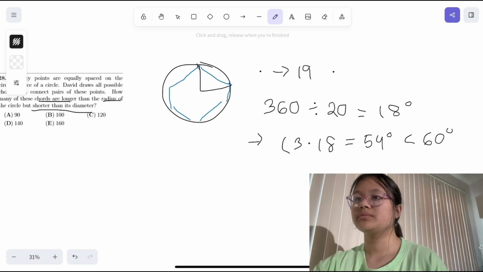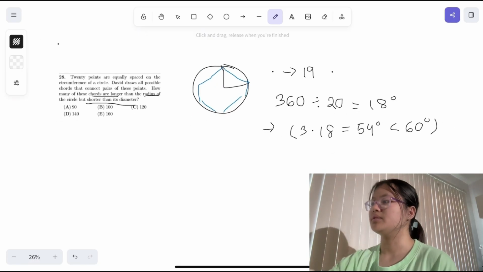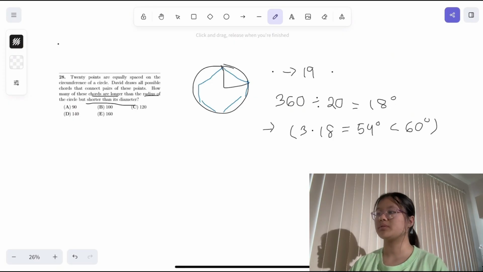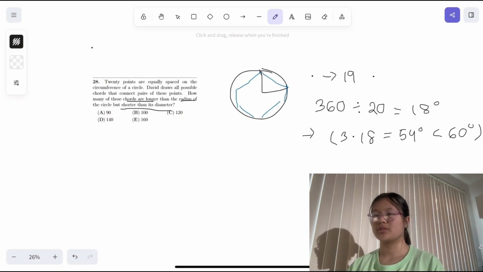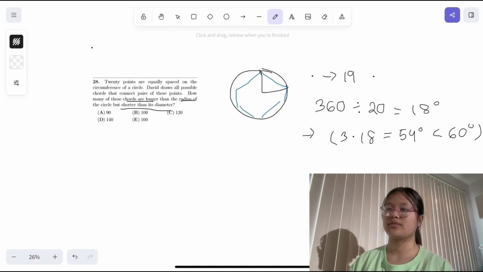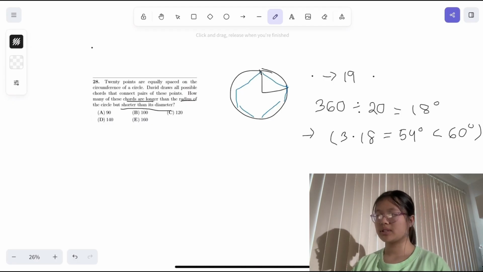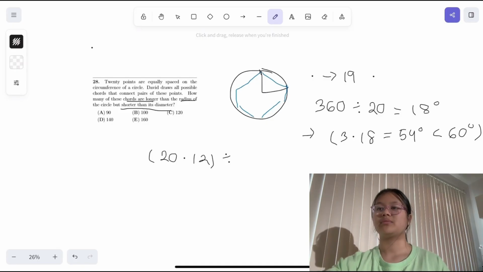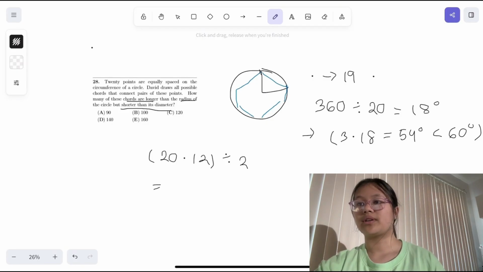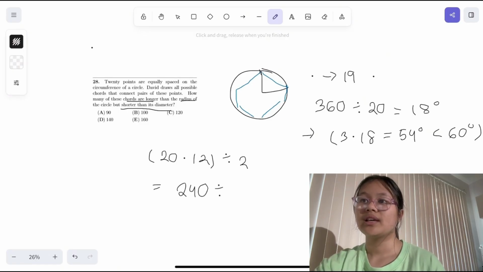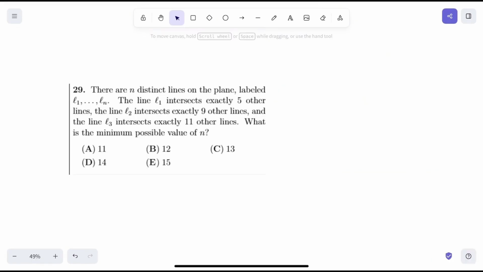So now, what we're able to do: 3 pairs of chords from a point to its nearest points along the circumference are going to be shorter than the radius because there are different lengths. And this leaves it with 6 pairs of chords, or 12 chords per point. So each chord is counted twice. So the total number of chords, we can make an equation: 20 times 12 divided by 2, which is 240 divided by 2, and then 120. So that's how we get C as our answer.